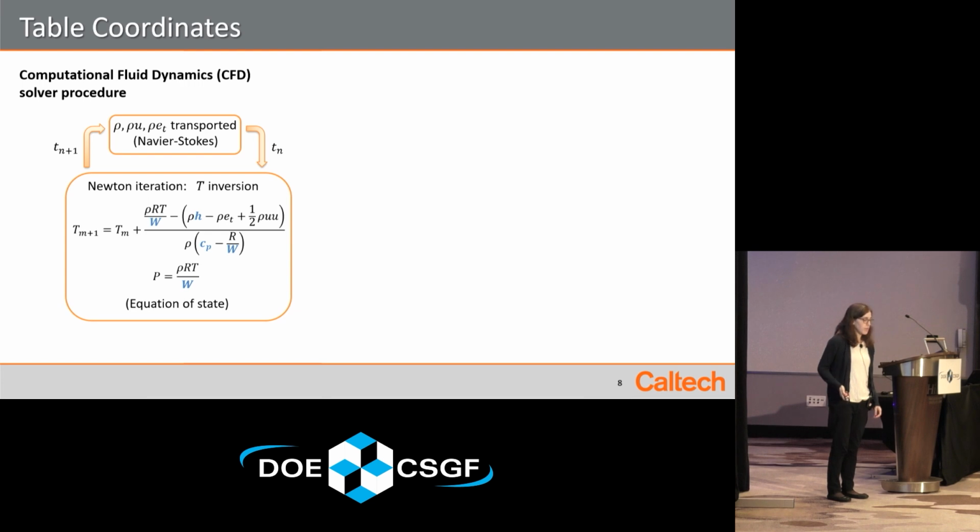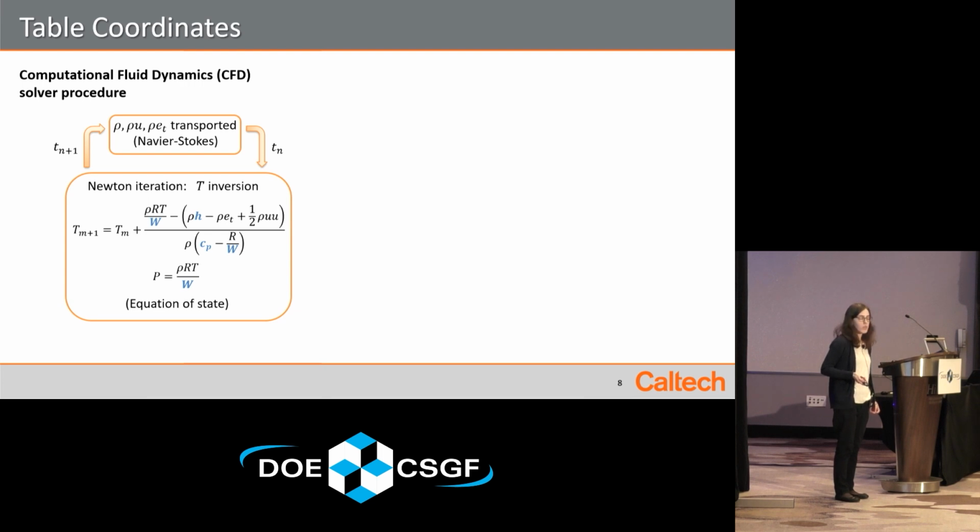And so I just want to give a few details relevant to our CFD code, skipping over a lot of numerical details. But essentially, in the code, we transport the mass, momentum, and energy. And so that's just with the Navier-Stokes equations, if you're familiar with fluid mechanics. And then to get the temperature, we have this inversion where we use our transported energy to extract the temperature at a given time step. And then we close our system of equations with the equation of state to get the pressure.